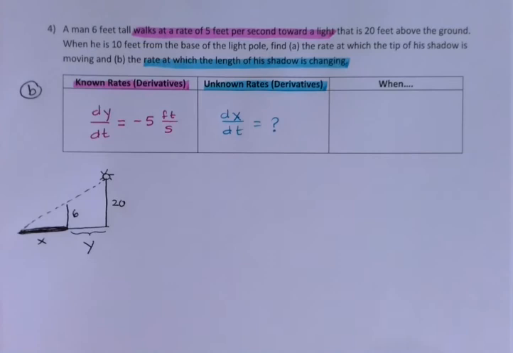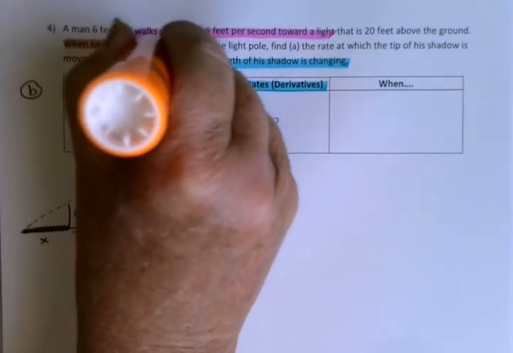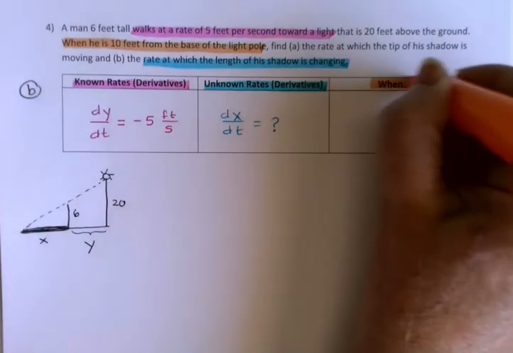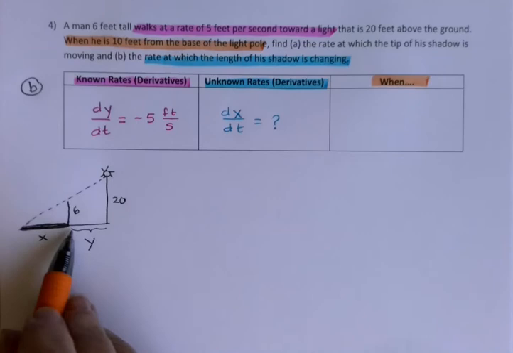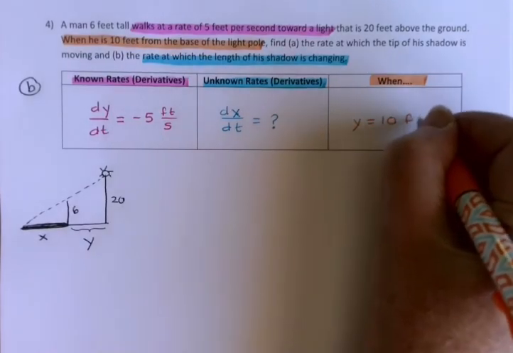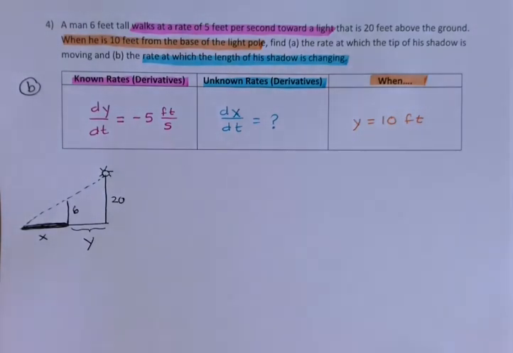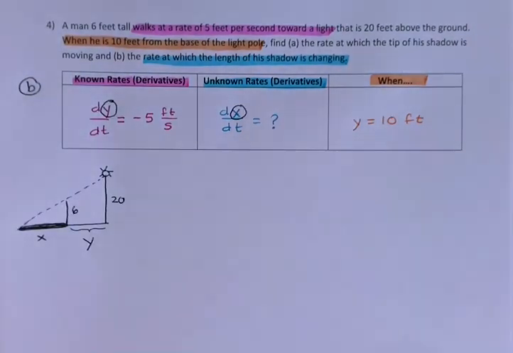We'd like to know all of this when he is 10 feet from the base of the light pole. So when he's 10 feet from the base of the pole, that would be the y value, so that would be when y equals 10 feet. All right, so I need an equation that gives me a relationship between x and y. And in this case, I think I'm going to go back to similar triangles.